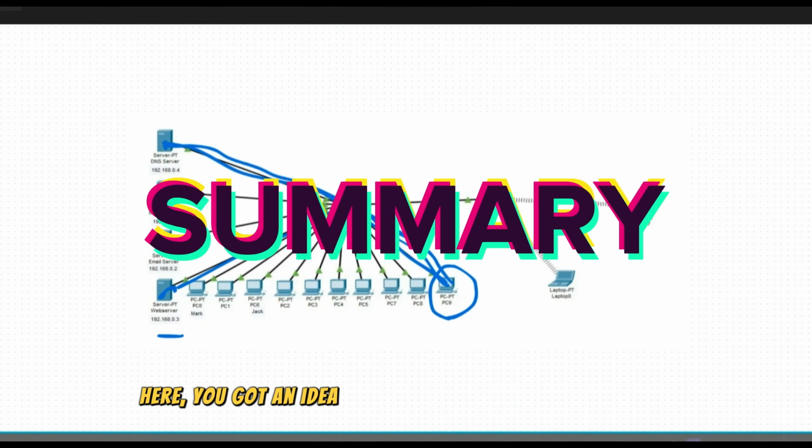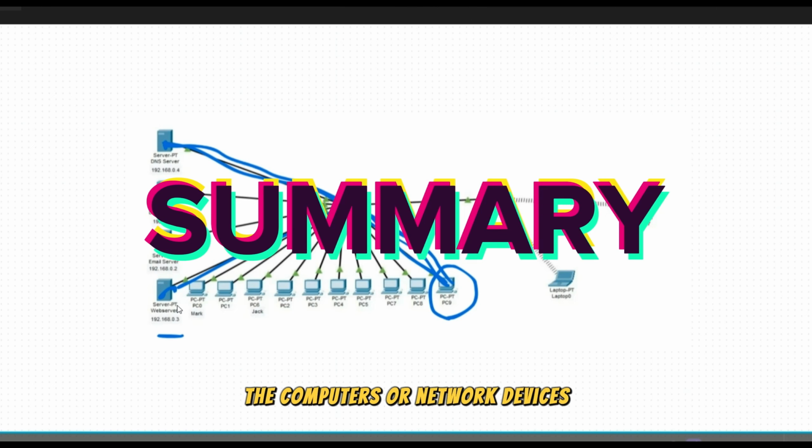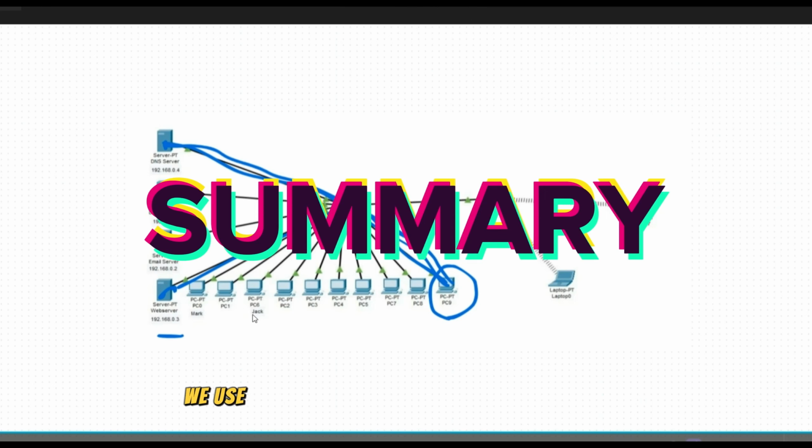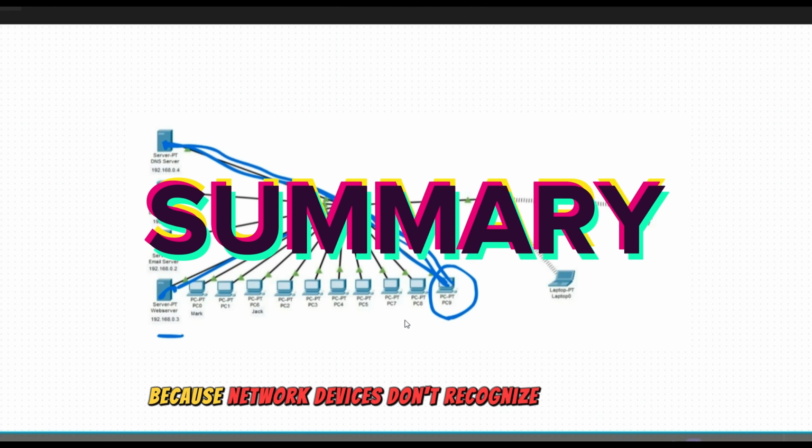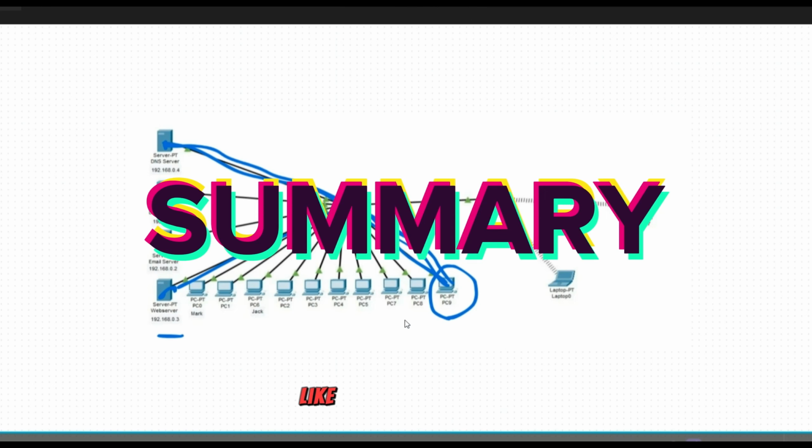Here you got an idea of why we need to use a DNS server. The computers or network devices need an IP address to access a website, in my case tech.com. In the real world, we use an ISP DNS server or Google DNS server, but mostly we use the ISP DNS server, because network devices don't recognize domain names like tech.com directly.